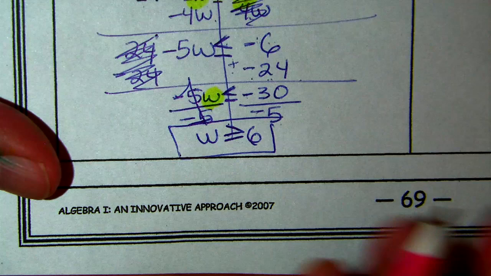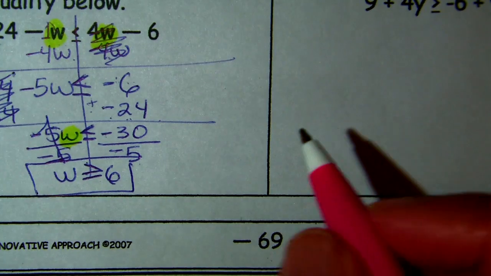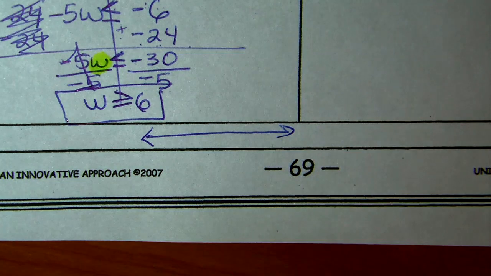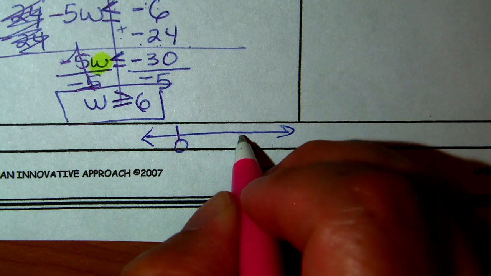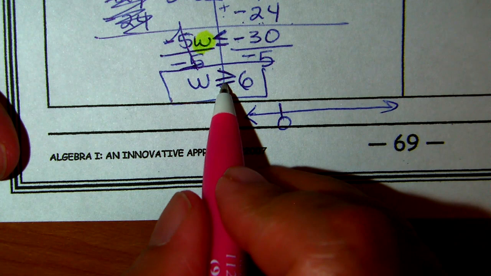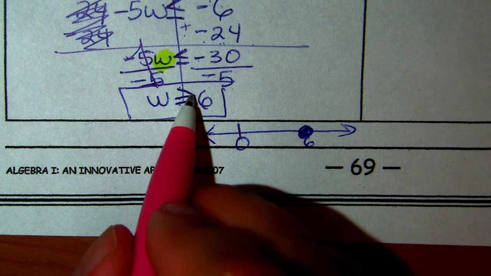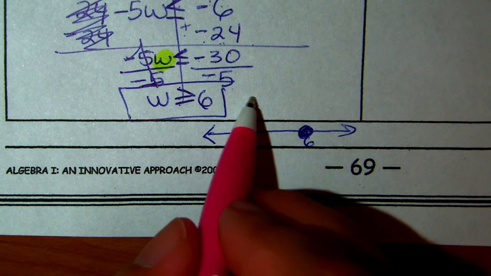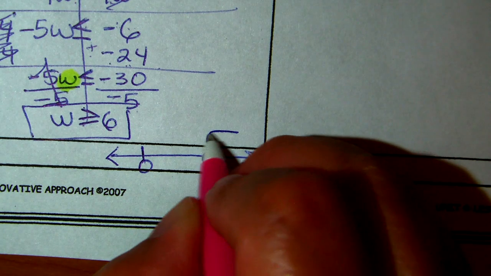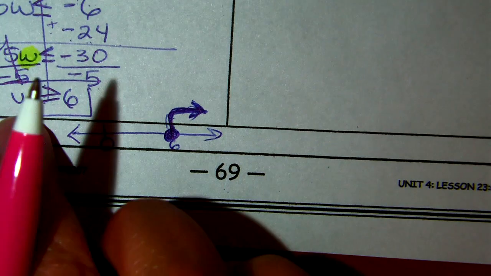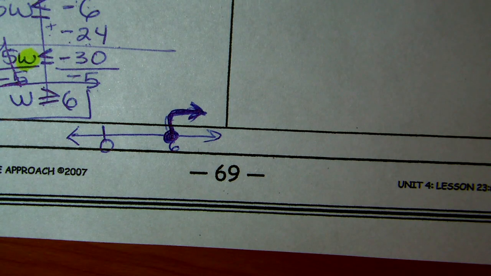For the graph, I'm going to do it over here. Okay, here's the 0, here's the 6. Now, open or closed? Closed circle. Right here where the 6 is, closed. Where does the arrow go to? Where is this thing pointing to? To the right. So you put your arrow pointing to the right. Make it bold, because this graph represents all the values of w that are greater than or equal to 6.